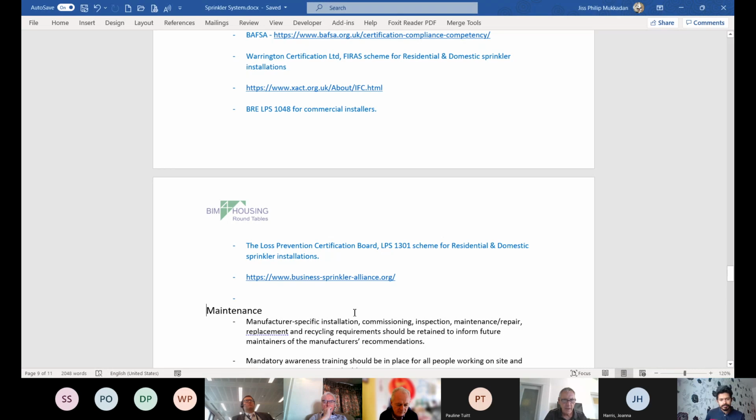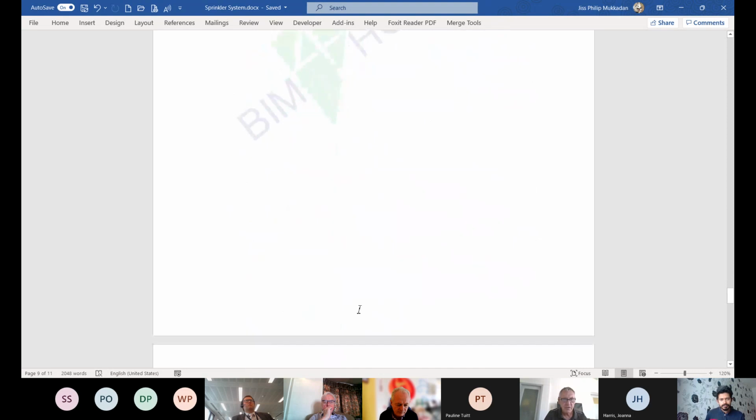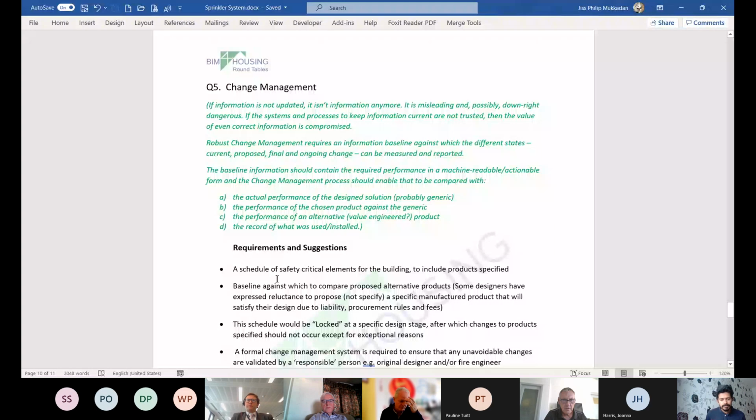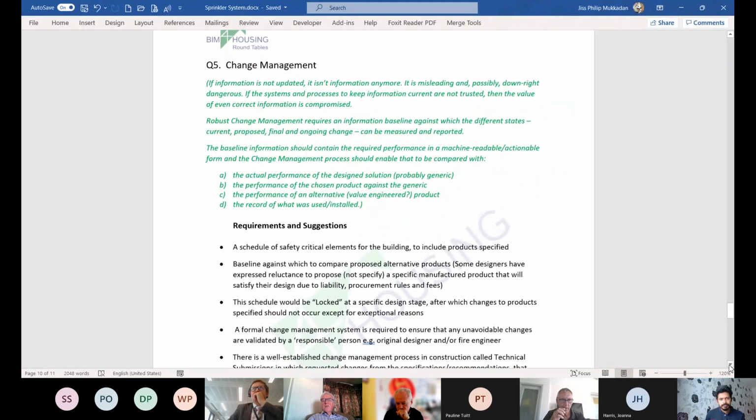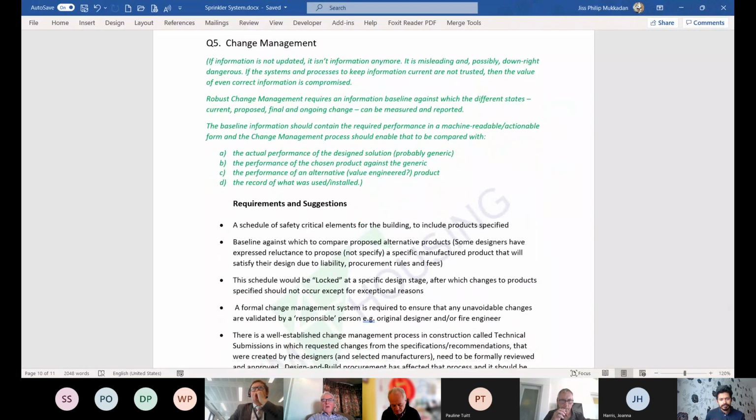which is all around change management, which we've touched on already. George. Yeah, so principally what we're saying here is that both during the specification, design and construction process, how can we ensure that we've actually got a proper change management process in place, so that if things do get changed out, then we've got a proper rigor with which that's done.